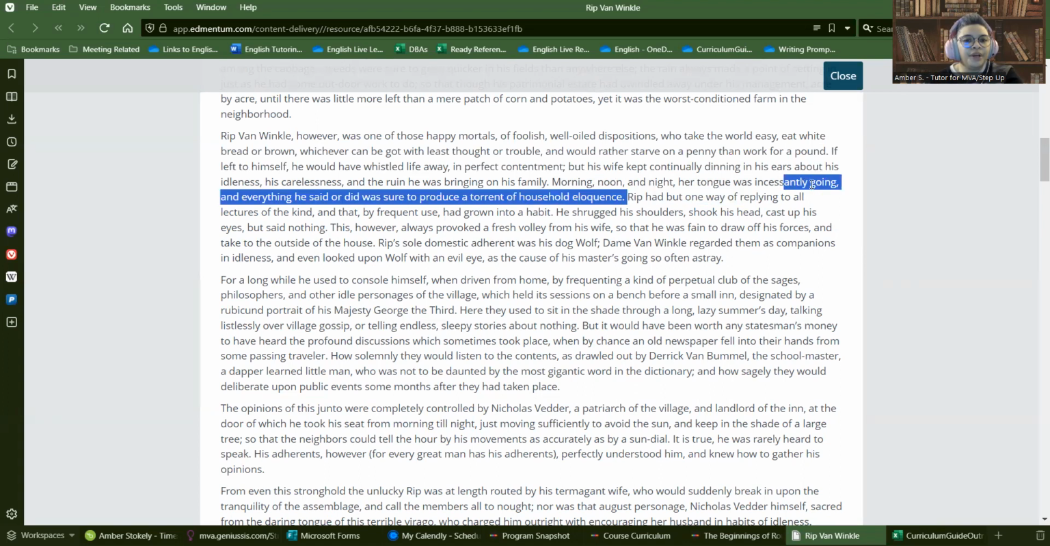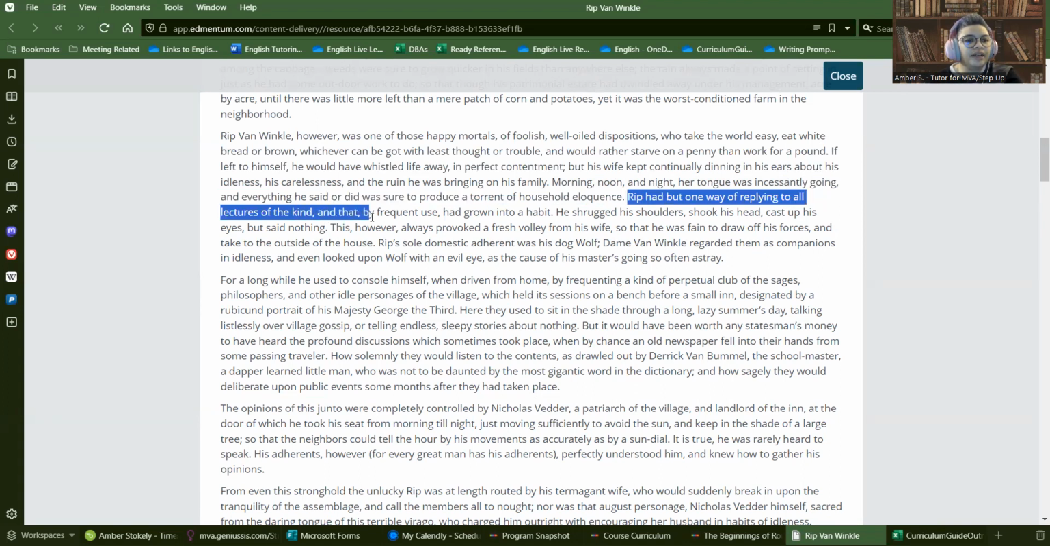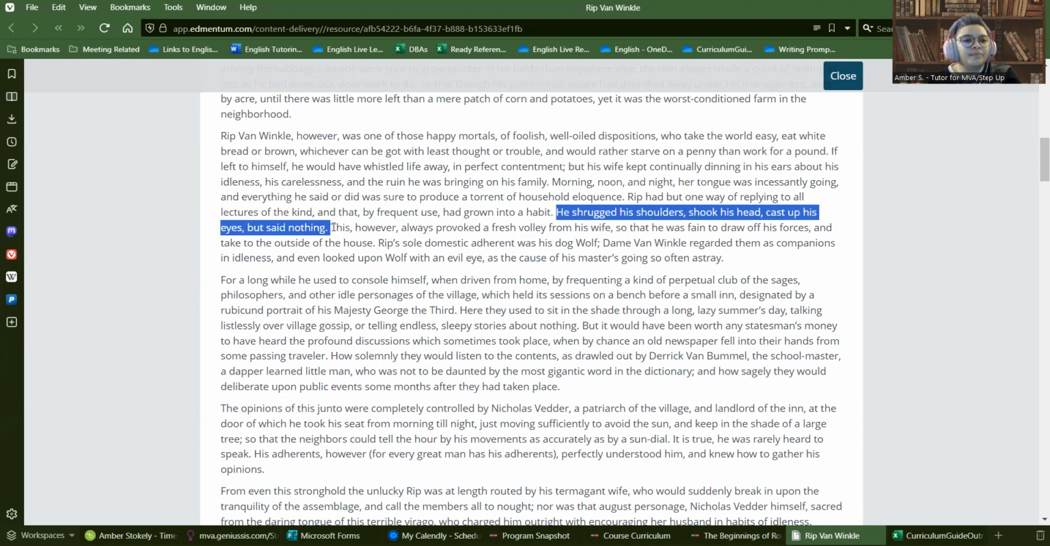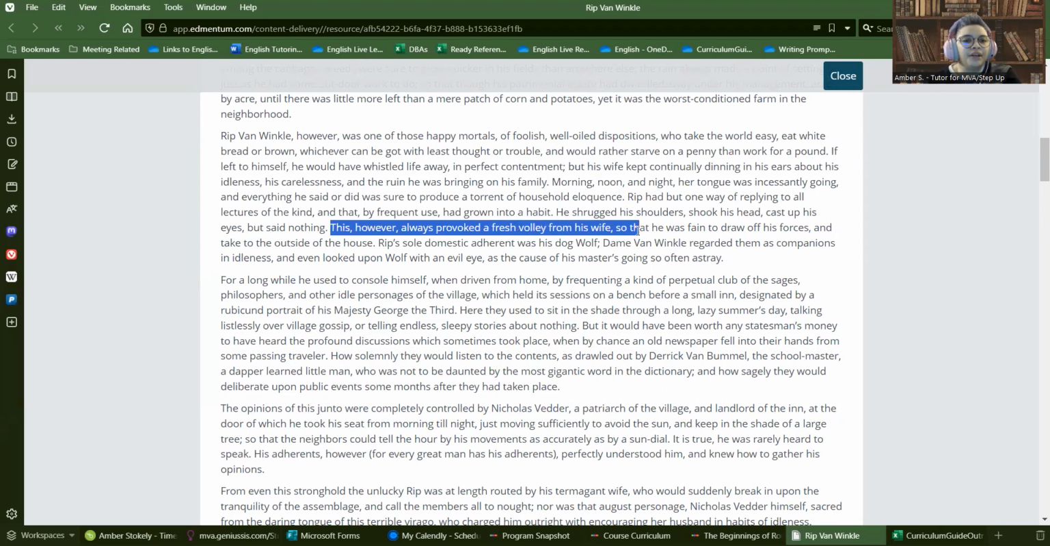Rip had but one way of replying to all the lectures of the kind, and that by frequent use had grown into a habit. So since he has a routine for how he responds, basically they set into a weird routine where she fusses at him and he does the same thing in reply every time. They're about to tell us what it is. He shrugged his shoulders, shook his head, cast up his eyes, but said nothing. This, however, always provoked a fresh volley from his wife, so that he was fain to draw off his forces and to take to the outside of the house.